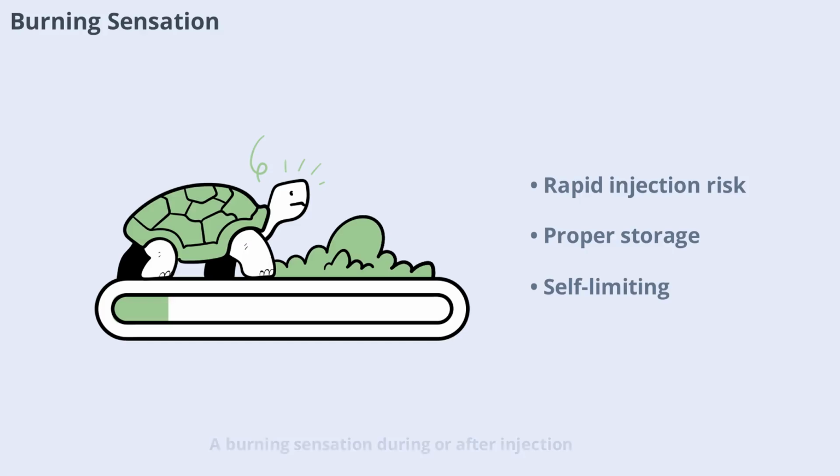A burning sensation during or after injection of local anesthetic can be alarming for patients. Causes include rapid injection, contaminated cartridges, high temperature of the solution, or altered pH. Prevention involves slow injection and storing cartridges at room temperature. Usually, no treatment is required as the sensation is transient and resolves on its own.